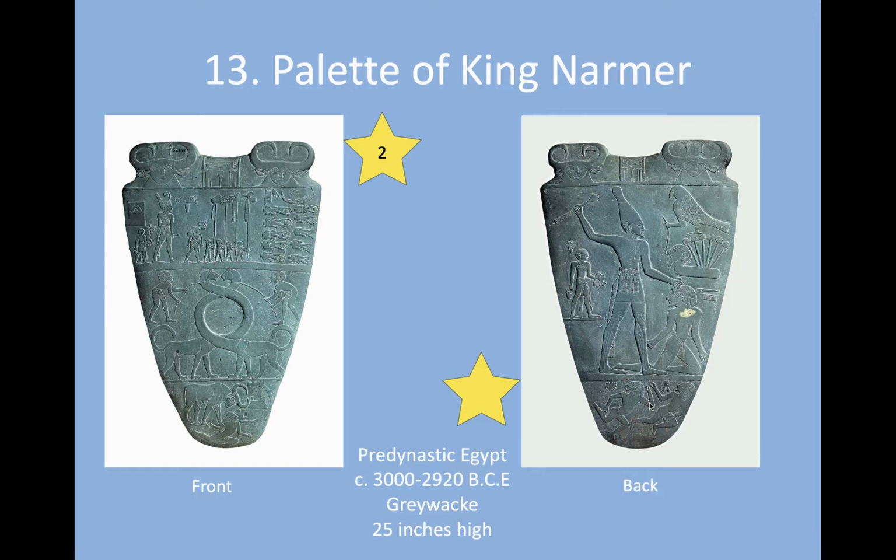So when we think about our word iconography, and that iconography are images or symbols in a work of art that help us identify things, we see some things here in the palette of Narmer that are clearly examples of Egyptian iconography. And we're looking at things like this cow god at the top. That's Hathor. So that is a very Egyptian thing.